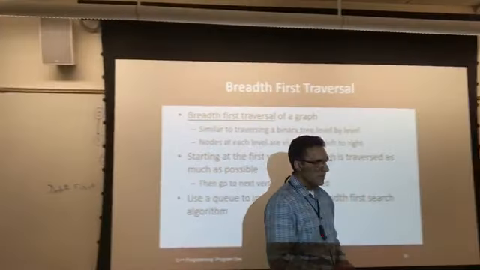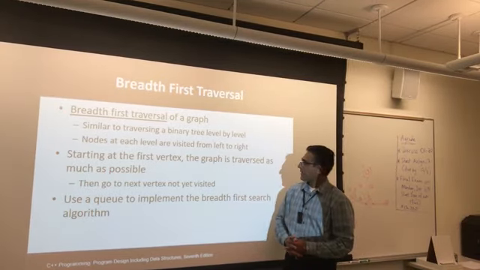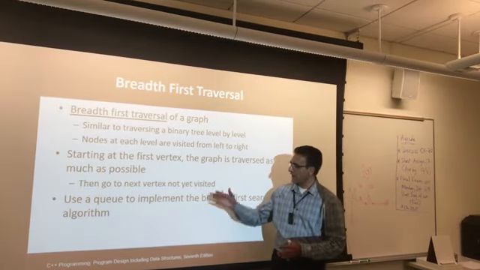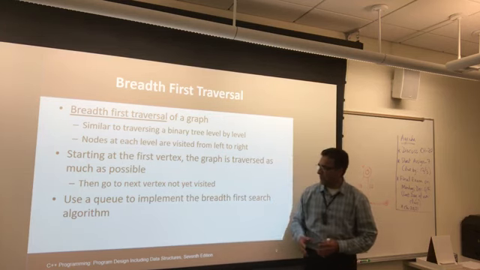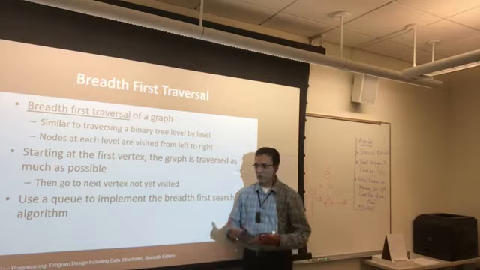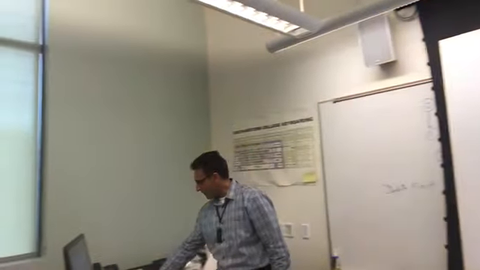Nodes at each level are visited from left to right, and starting at the first vertex, the graph is traversed as much as possible. Then go to the next vertex not yet visited. Use a queue to implement the breadth first search algorithm if you need to search in the breadth first algorithm.